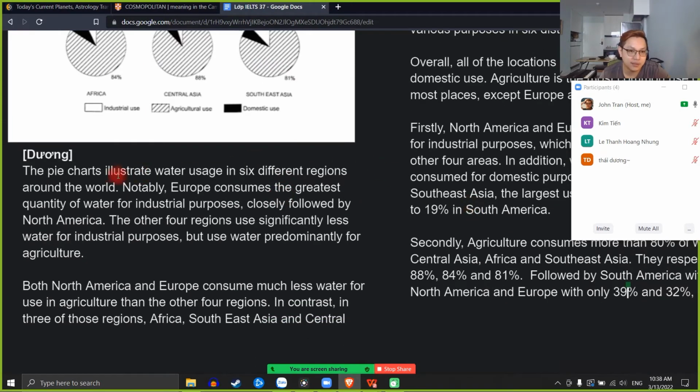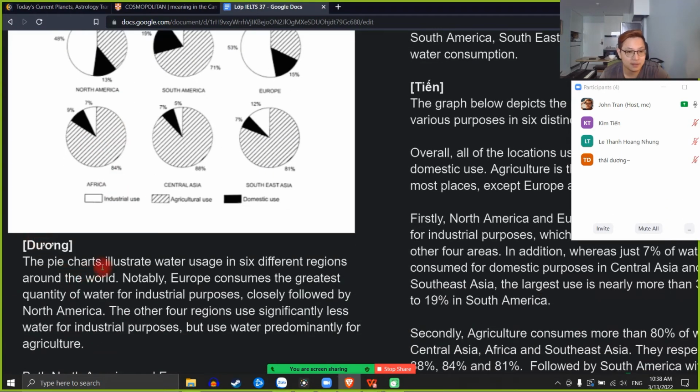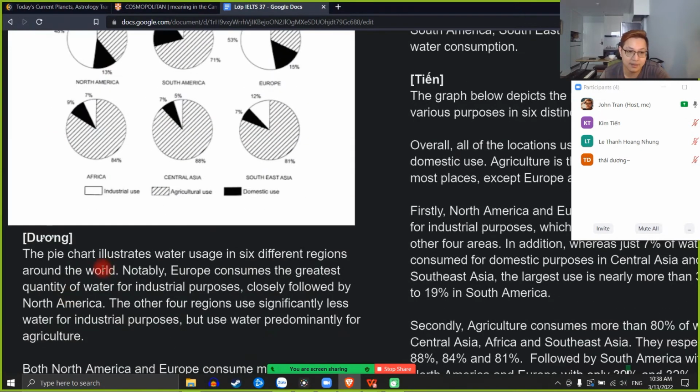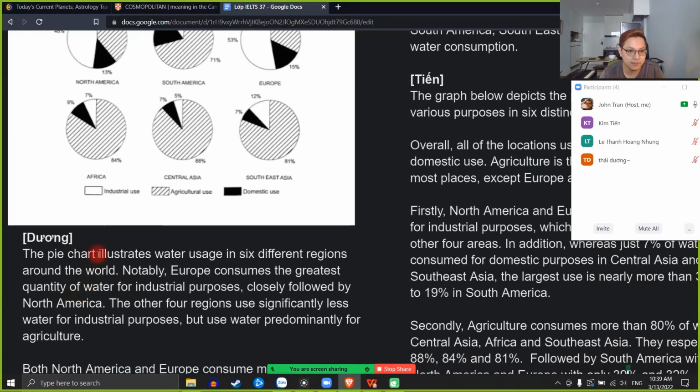The chart illustrate. No, this is only one chart, I think. Because here they say the chart, only one chart, so you should say the chart here as well. However, here you are mentioning pie chart. So there are 6 pie charts here, so it's good to include S here.